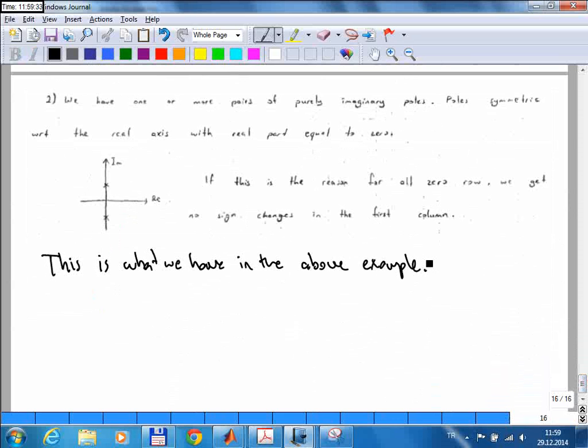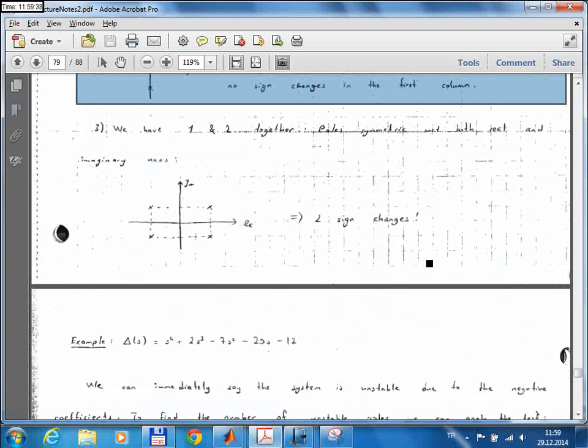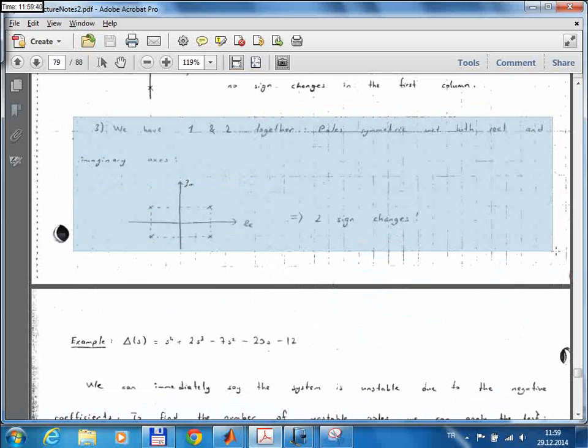This is what we have in the above example. But let's take a look at the last case.